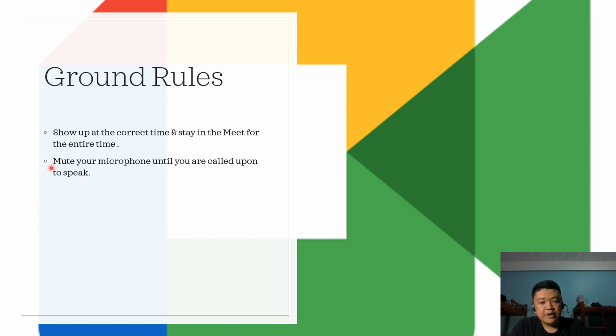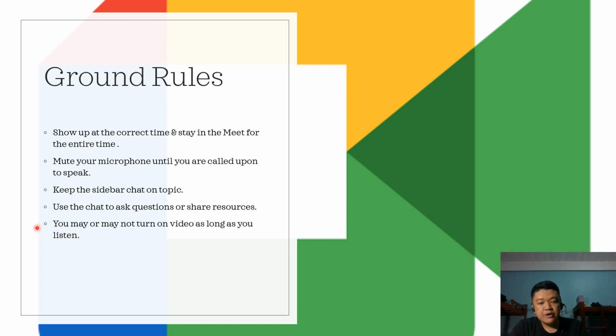Mute your microphone until you are called upon to speak. Keep the sidebar chat on topic. When we navigate the Google Meet, you can see that we have the chat box. The chat box can be used to ask questions about the lessons. That chat box should only be used for that purpose. Aside from asking questions about the lesson, you can also share some helpful resources about the topic.